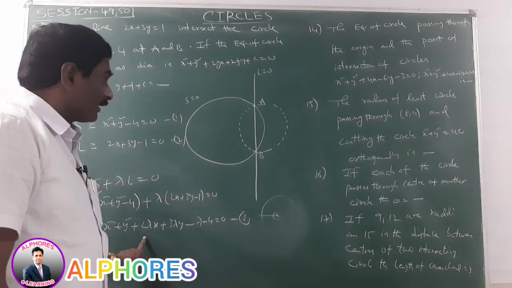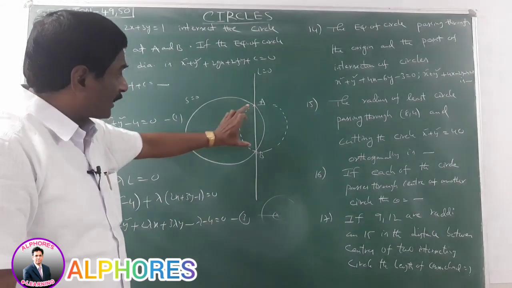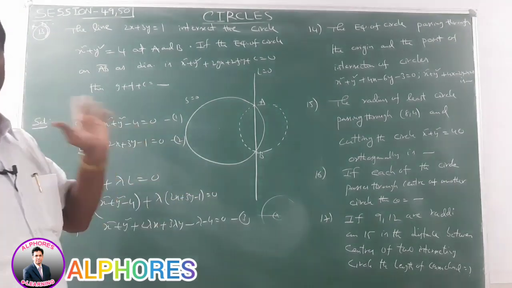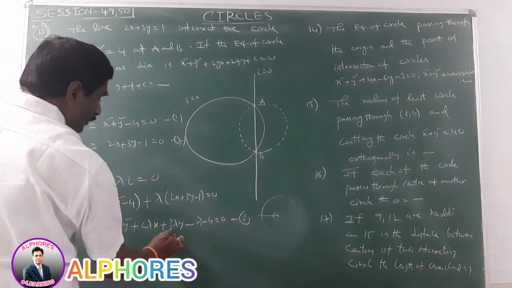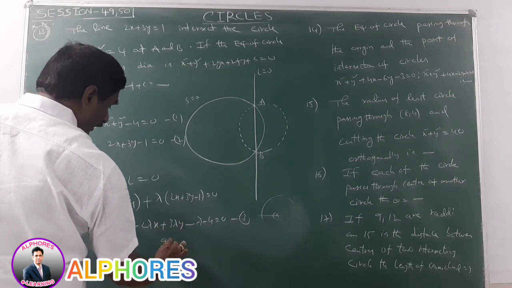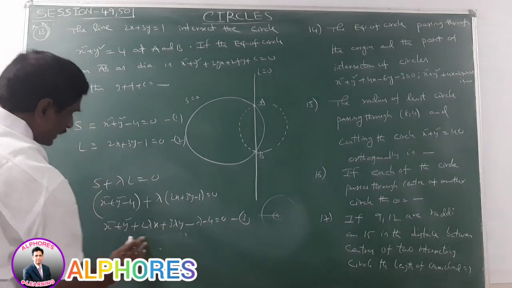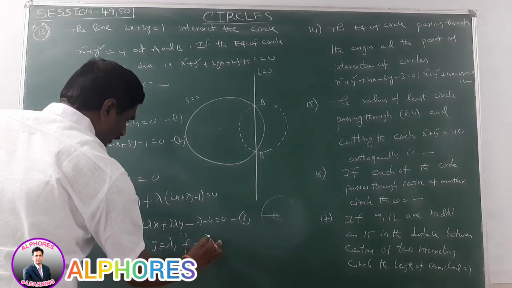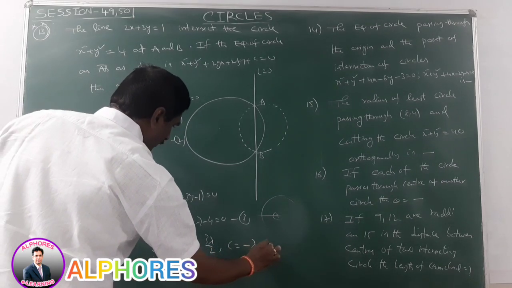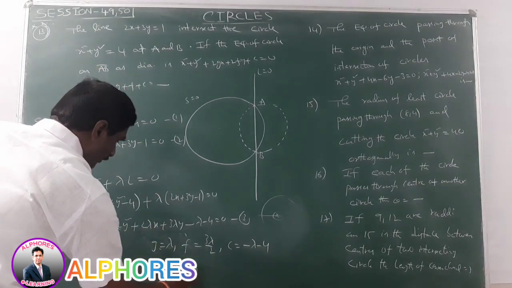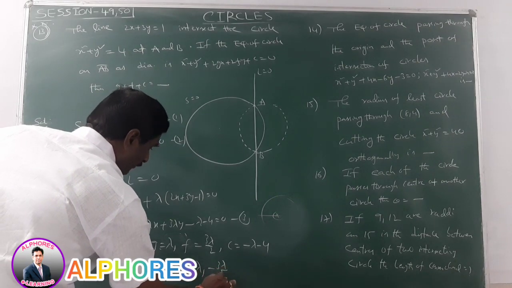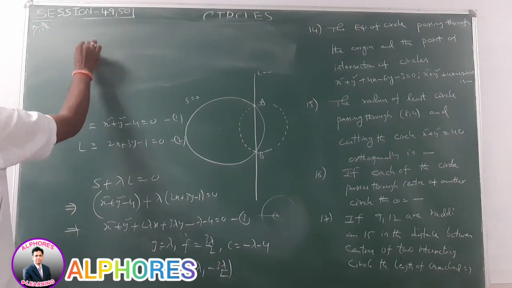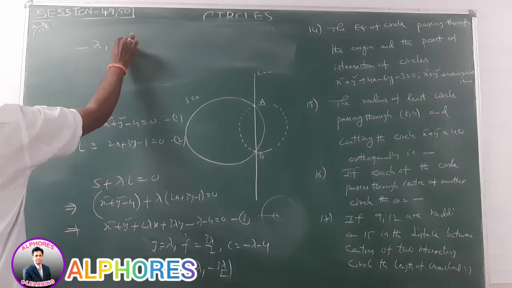But the diameter of the given circle is AB, that means the center lies on AB. Please observe this point, very important. Here 2g = 2λ, that means g = λ. 2f = 3λ, so f = 3λ/2. c = −λ − 4. The center of this circle is (−g, −f), that means (−λ, −3λ/2).